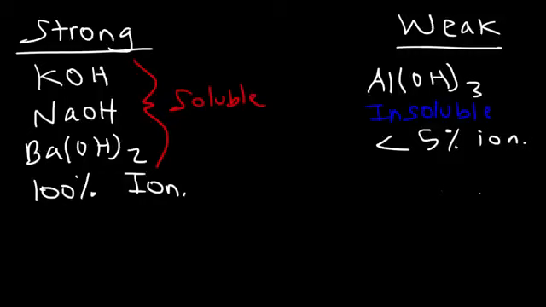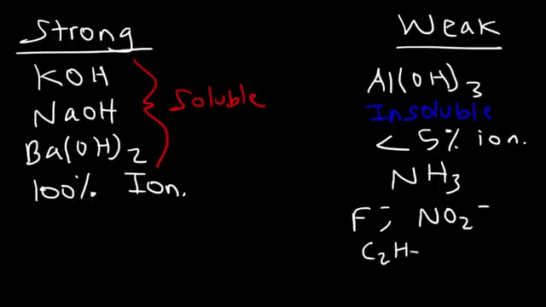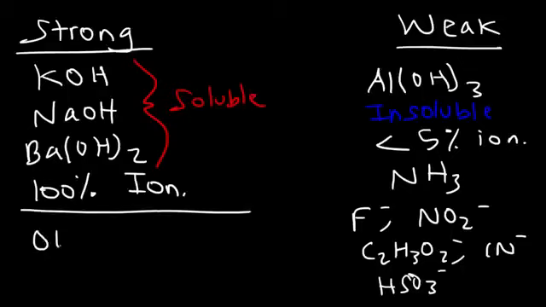Some other examples of weak bases include ammonia and the conjugate bases of weak acids like fluoride, nitrite, acetate, cyanide. All of these are weak bases. Even HSO3-.